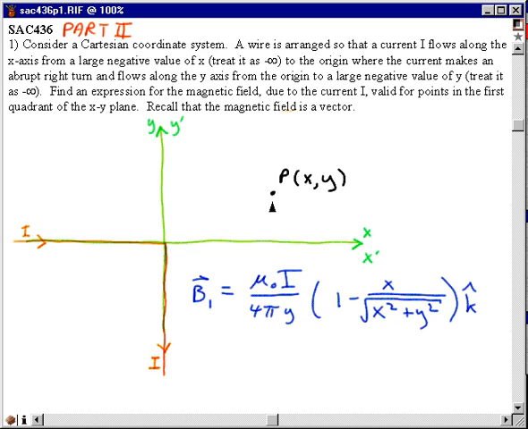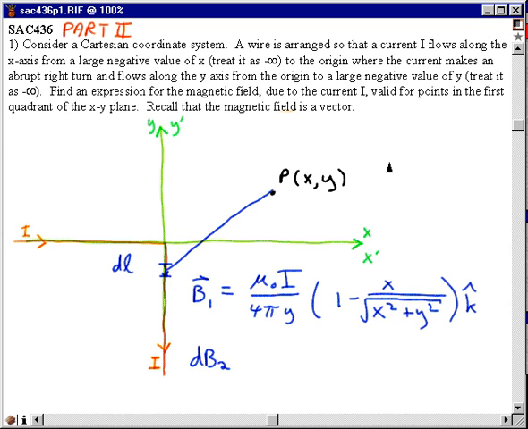Alright, now we want to find the magnetic field at point P due to this vertical wire segment. We're going to use the Biot-Savart law. We'll take an infinite set of tiny infinitesimal pieces of the wire. Each one I'll call dl. Each one makes a contribution to the magnetic field at point P, which I'll call dB2. Each one makes a contribution in the plus z direction, which you can get by the right-hand rule.